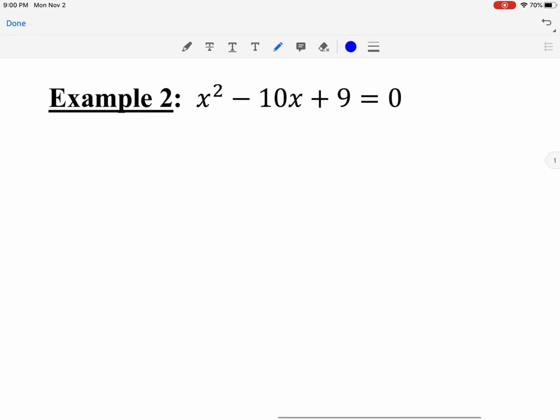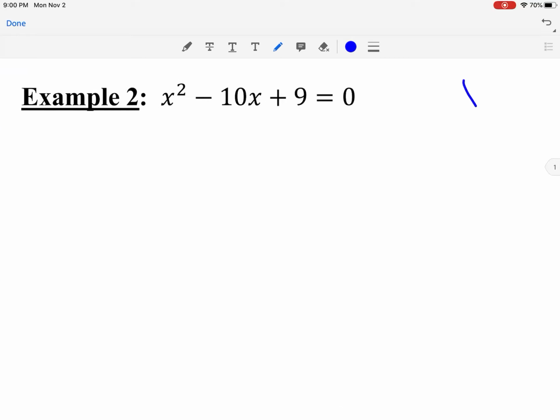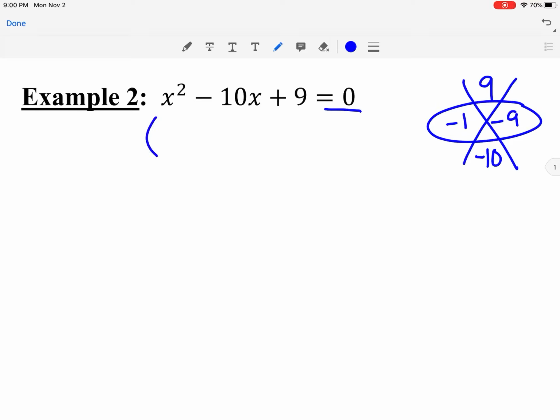So let's try that on the next example. This one we have to factor ourselves. It is equal to 0 already, so that's nice. We just have to factor the left side. So I need what times what gives me 9, adds together to be -10. And go ahead and pause this video at any time if you want to try the example first and then check your answer afterwards. So we can use the shortcut because we have a 1 up here as our a.